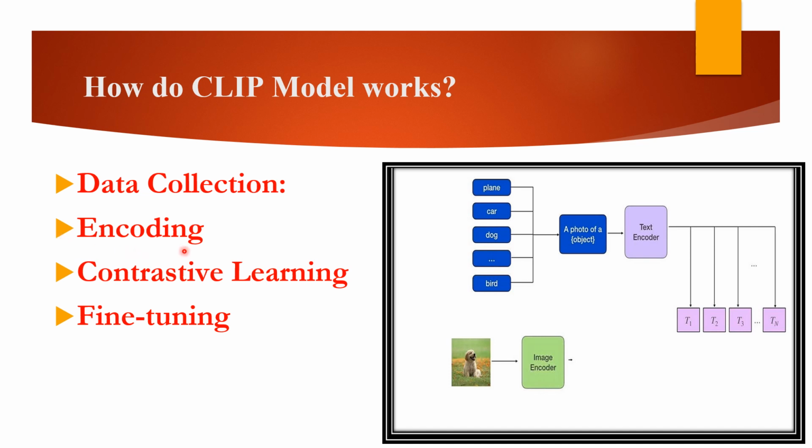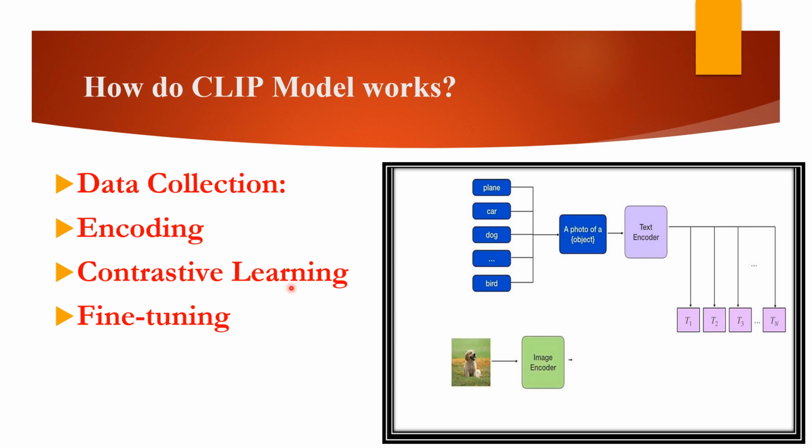Second is encoding. Well, the CLIP model uses a neural network, specifically a transformer-based architecture, like the one which is used in popular language models such as BERT and GPT, to encode both images and text into a common vector space. And this encoding allows the model to learn a shared representation of image and text.